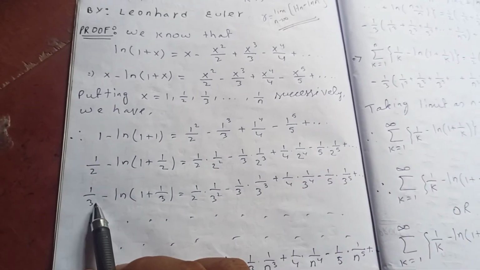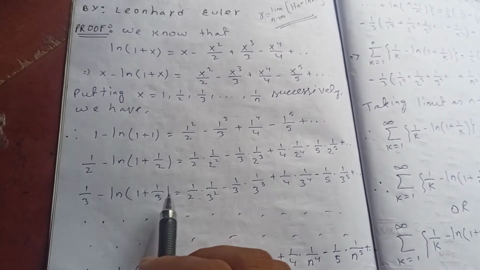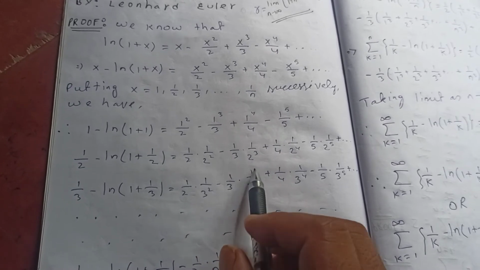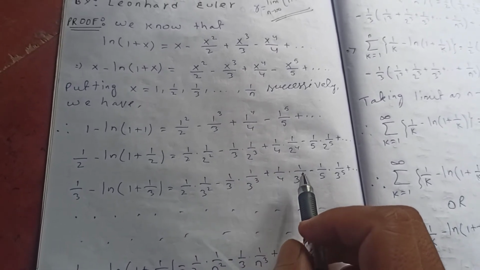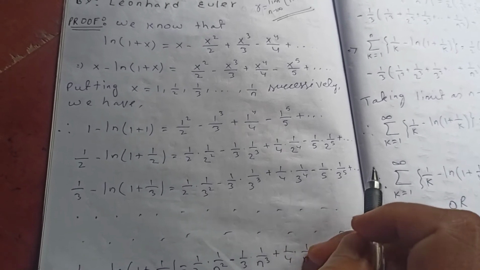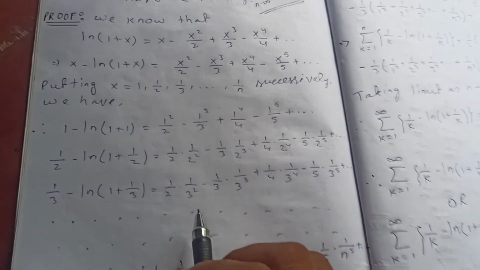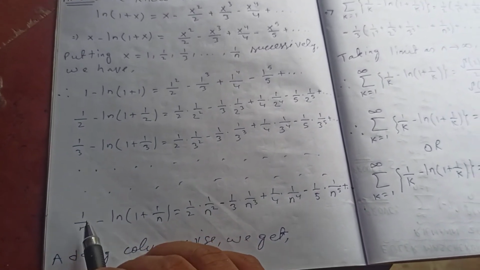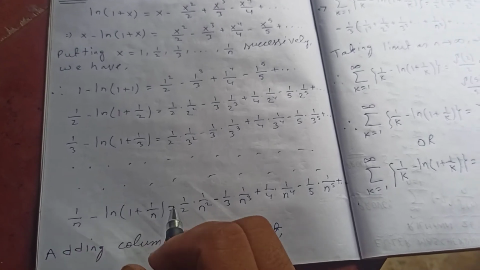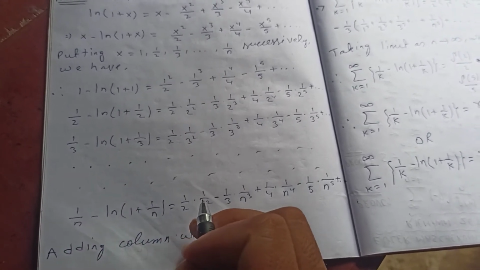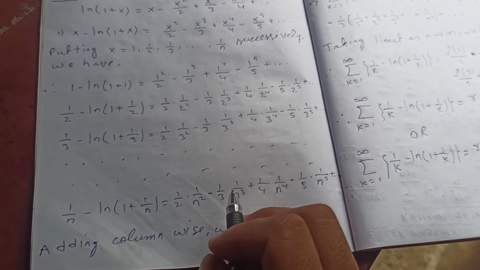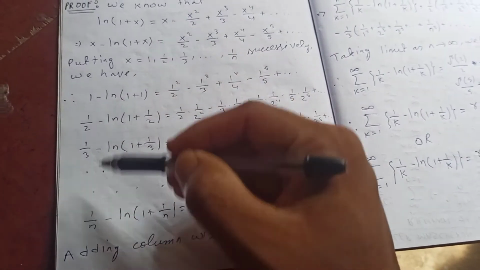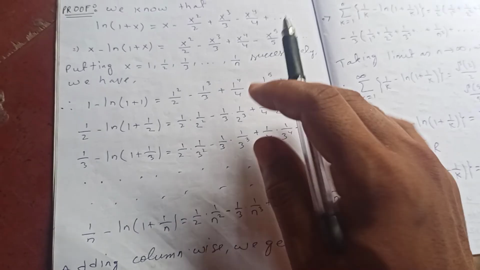Then x equal to 1 by 3, so 1 by 3 minus log 1 plus 1 by 3 is equal to 1 by 2 times 1 by 3 squared minus 1 by 3 times 1 over 3 cubed plus 1 over 4 times 1 over 3 to the 4 minus and so on. And continuing this way up to n, 1 over n minus log of 1 plus 1 over n is equal to 1 by 2 into 1 over n squared minus 1 over 3 into 1 over n cubed plus and so on. So adding column wise, add in this way, then what do you get?